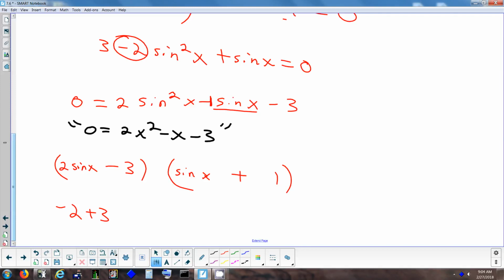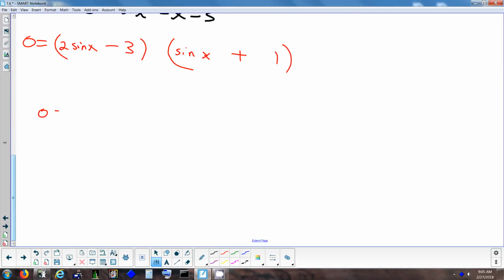Now we get 2 times 1, that gives me 2 sine x, minus 3 sine x. 2 minus 3, there's your negative 1. Okay, so now we've factored it. And once you factor it, what do you do with each factor, each thing in parentheses? Set it equal to 0. So now we've got 0 equals 2 sine x minus 3, and 0 equals sine x plus 1.